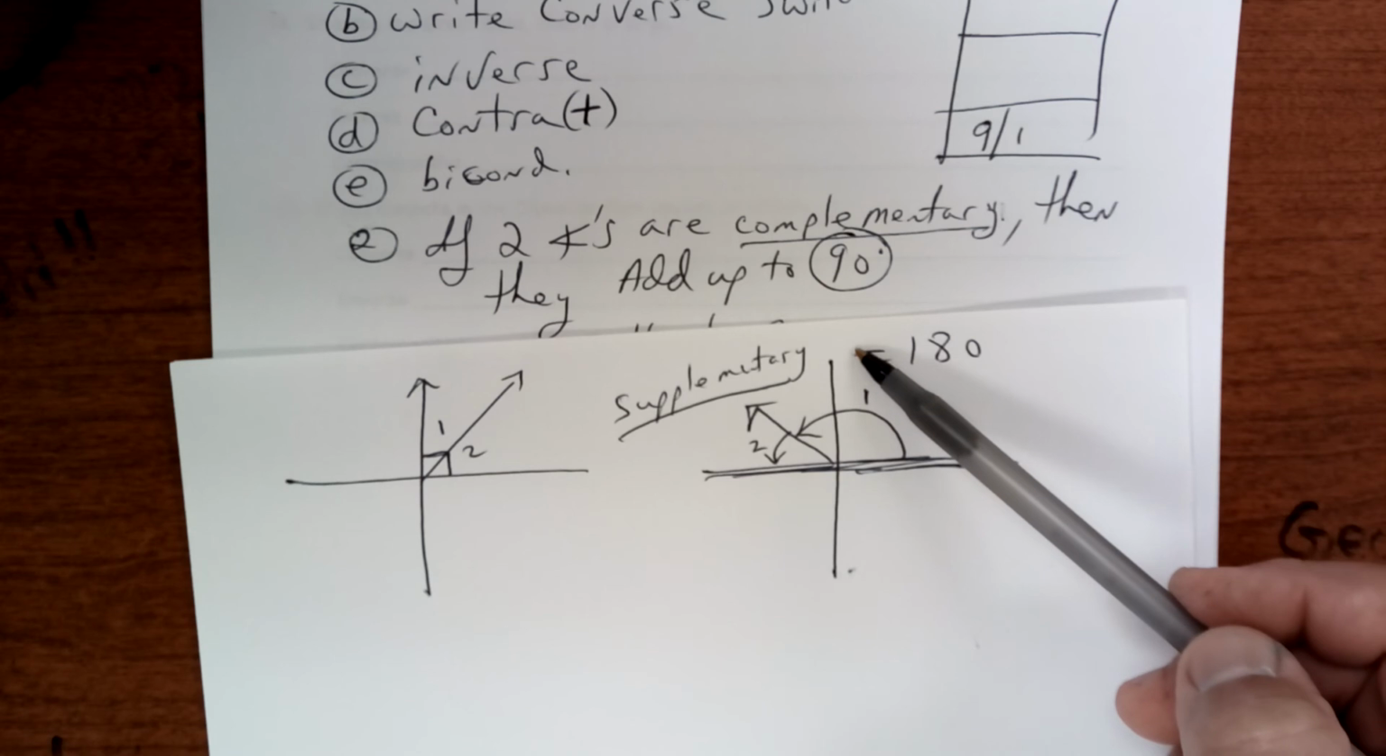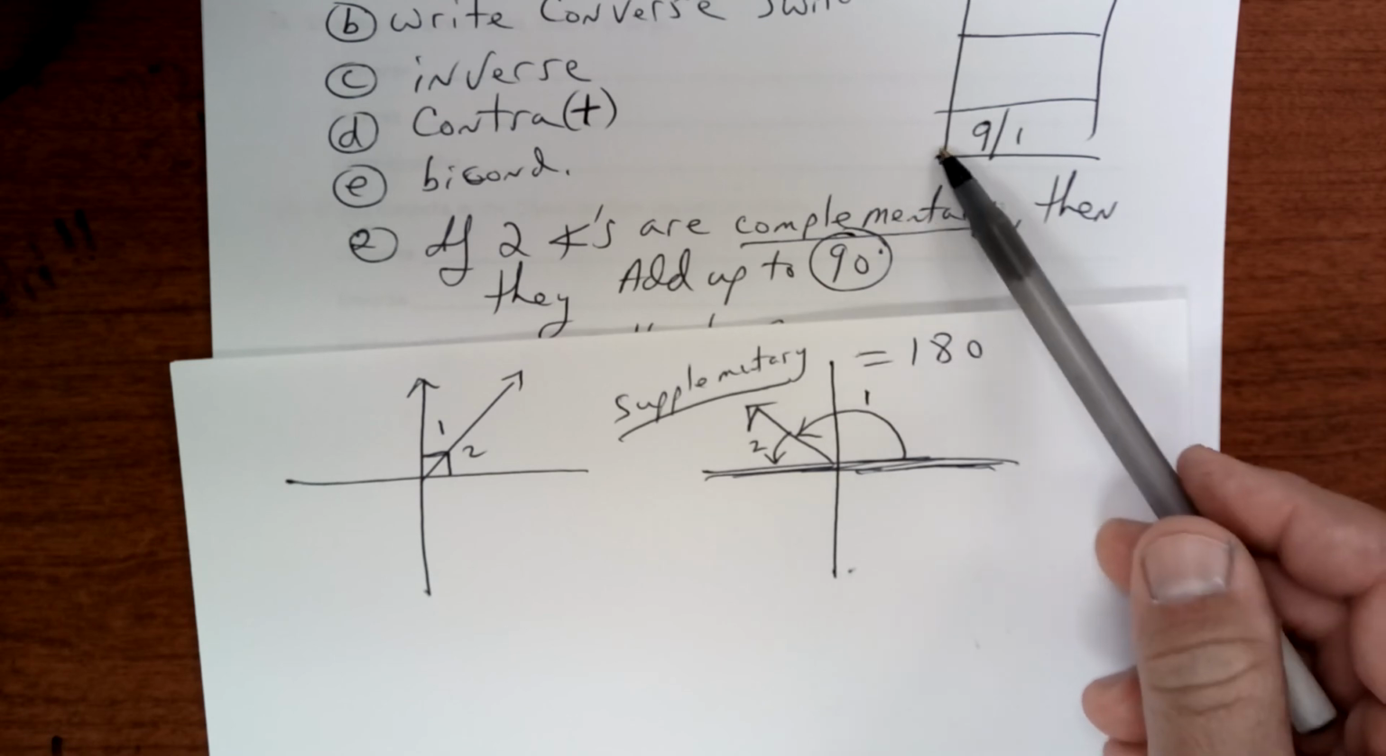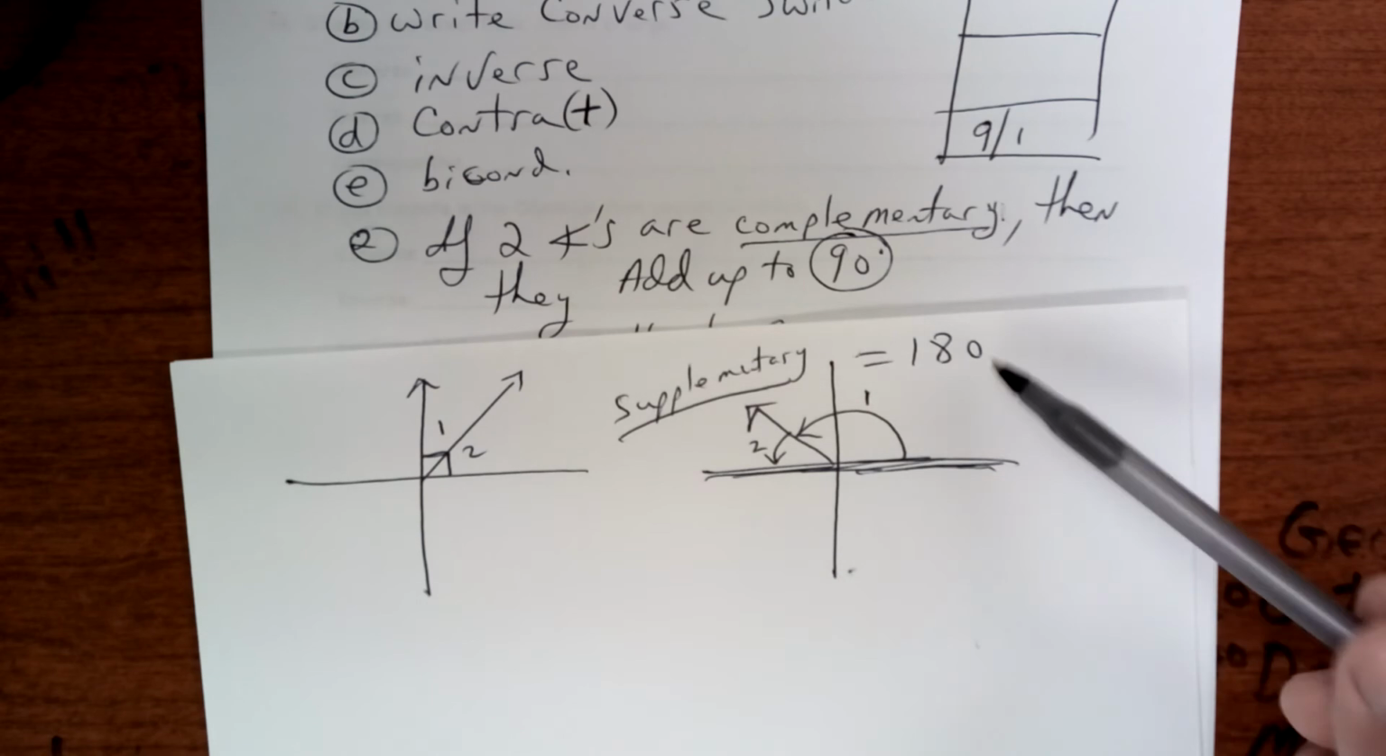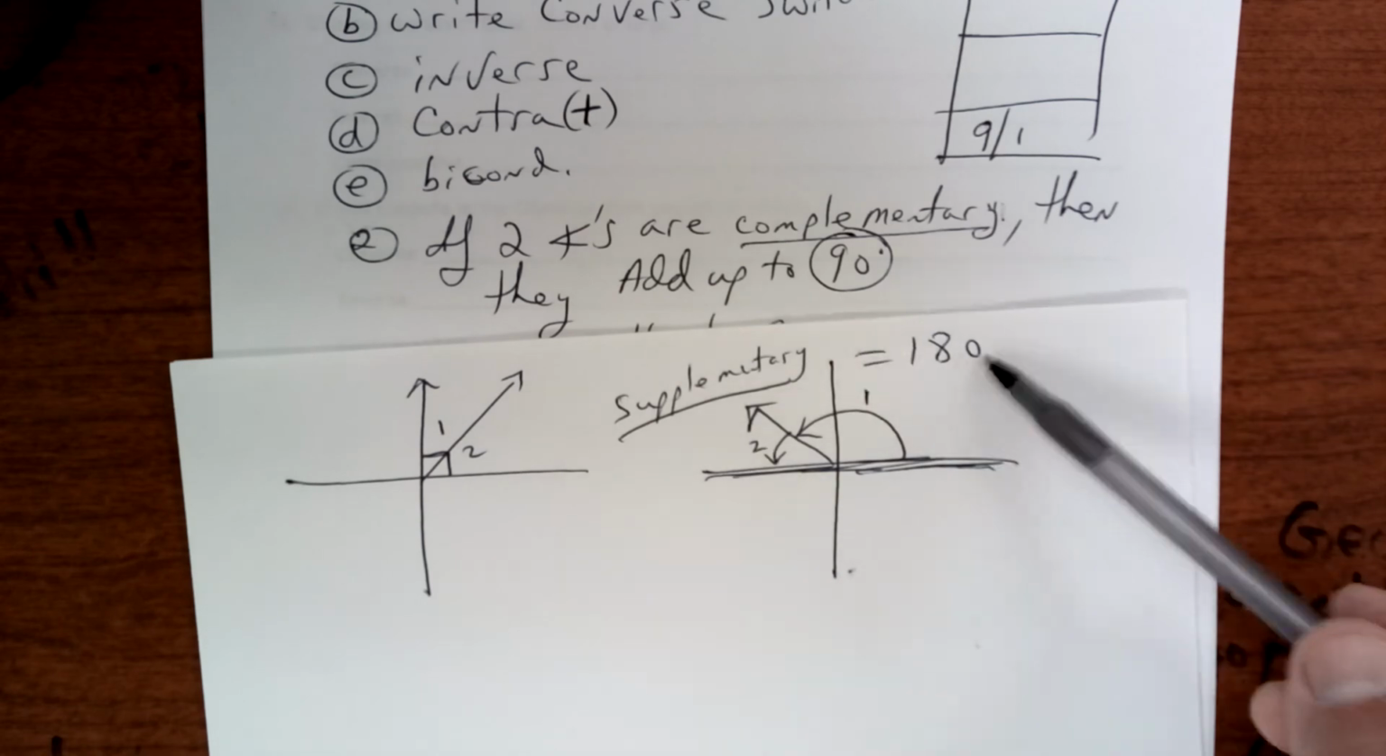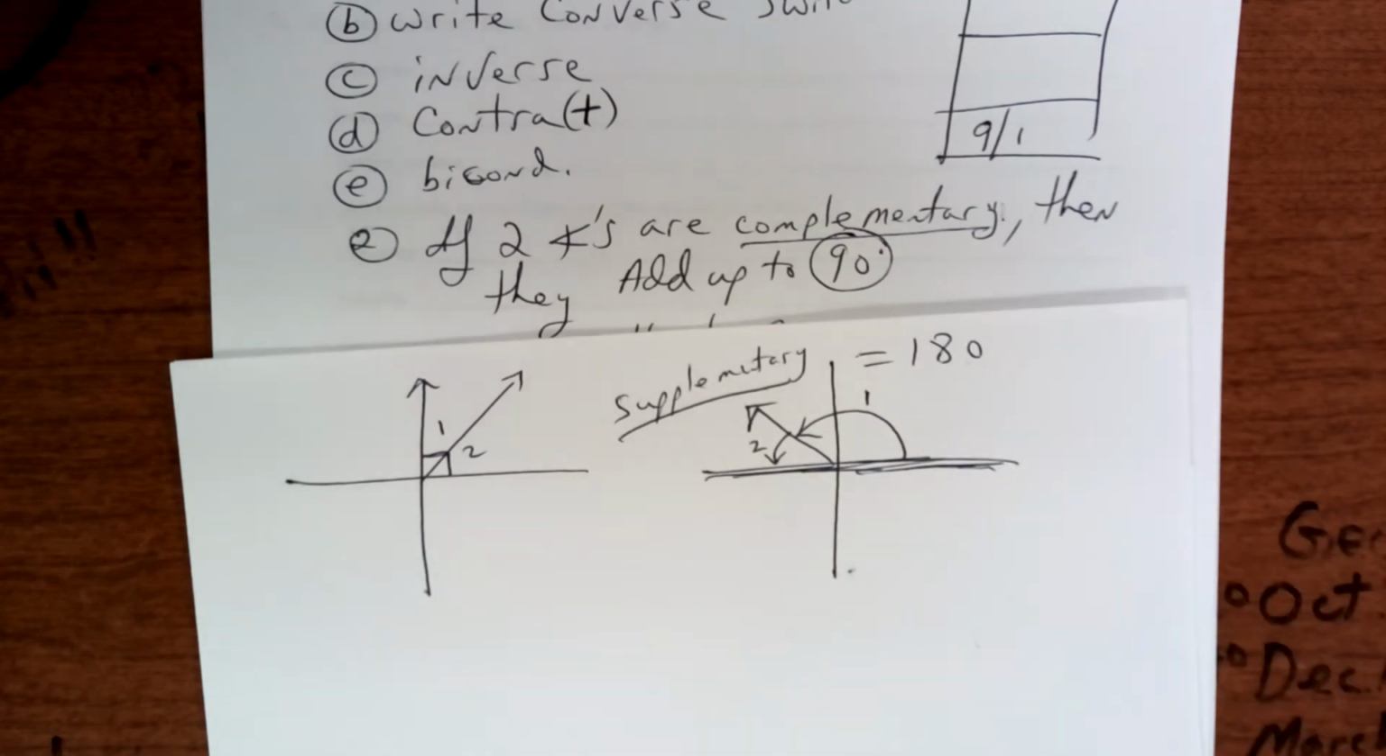Okay, so complementary is 90. And supplementary is Superman 180. Remember that. Superman 180. It's the bigger one. Okay? All right, let's keep moving.